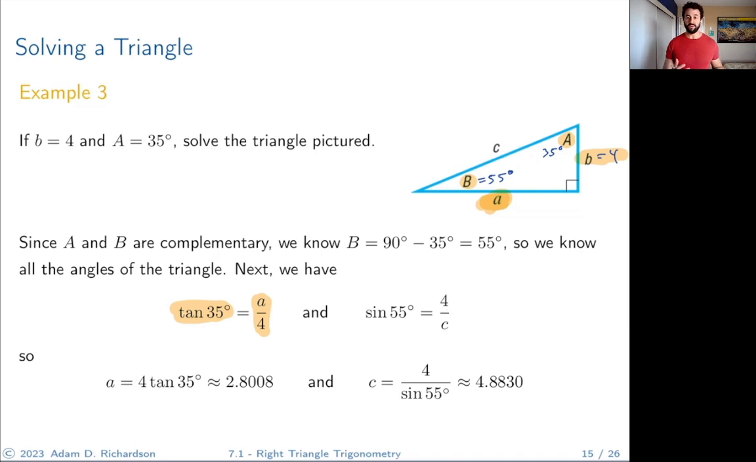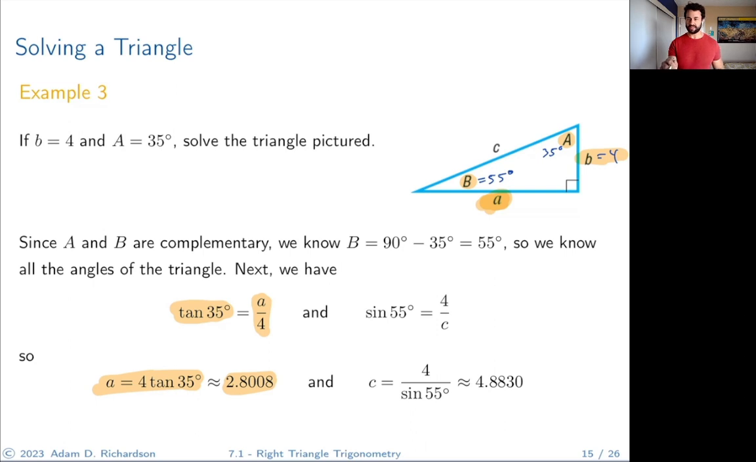At this point, you can do some basic arithmetic and get an approximation of what this length is going to be. If tangent 35 degrees is a over 4, then we know that a is equal to 4 times tangent 35 degrees. Then you can go to a calculator, and the calculator will give you this approximation, 2.8008.